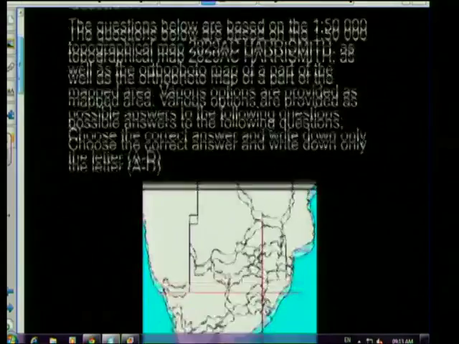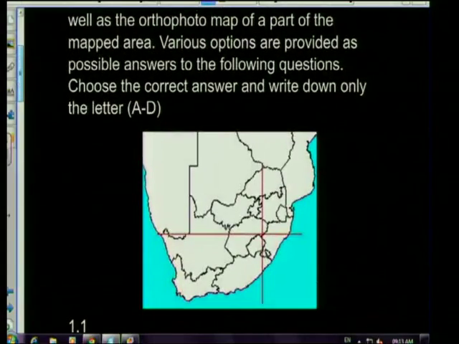We are working with the topographical map and the orthophoto of Harry Smith. You will note that Harry Smith lies exactly between two provinces and one country. The province of KwaZulu-Natal, the Free State, as well as Lesotho. But you should know that Harry Smith lies in the Free State province. So let's look at the exam question.